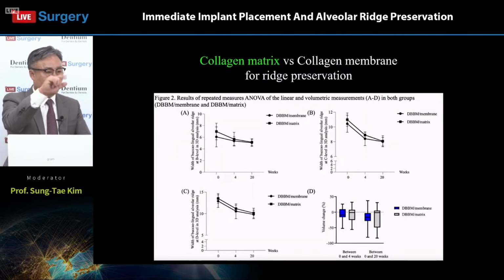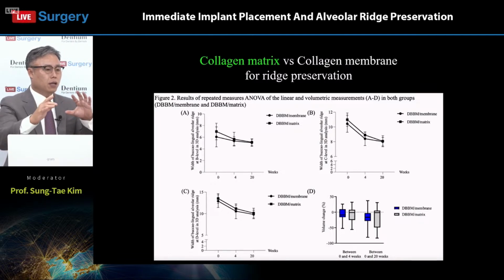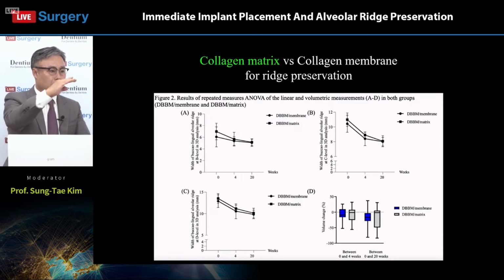This is the result. The rectangular one is collagen matrix. It's not really a big difference, but it has a higher, better result than the collagen membrane. So nothing to lose. Collagen matrix is good for adaptation, good for manipulation, and good for soft tissue healing. Therefore, my preference is always the collagen matrix for the ridge preservation technique.